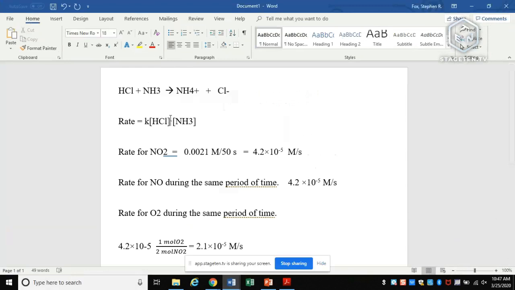Anything to the 0th power is 1. So if something is actually 0 ordered, you don't need to include it in the rate law. But let's say you were told that these are both first order reactants, then this would be your rate law right there. Now, 1's understood. If you want to, you could put a 1 there and make it an exponent.